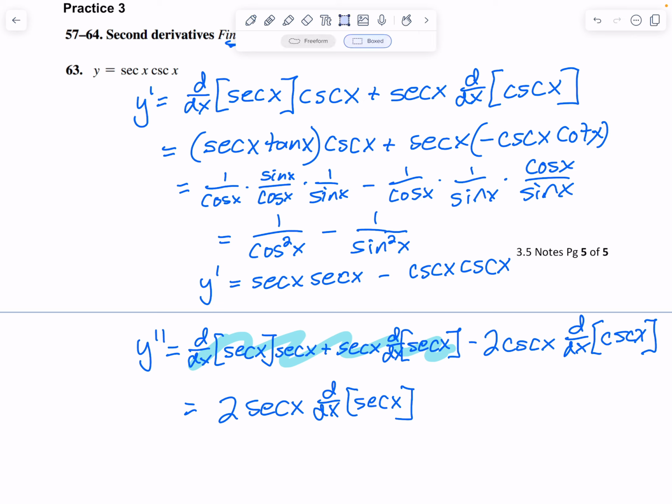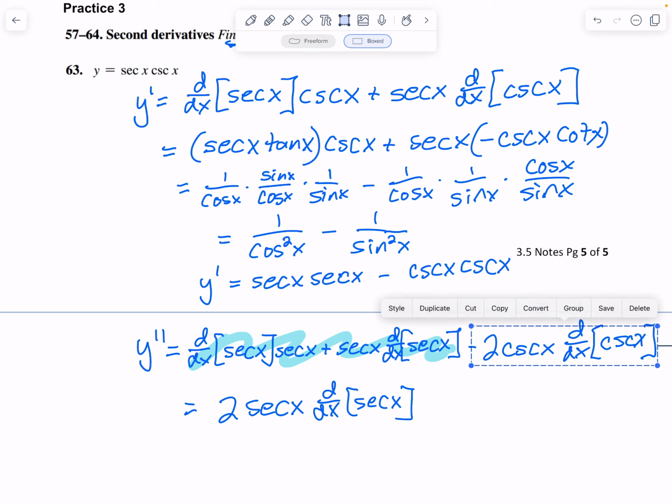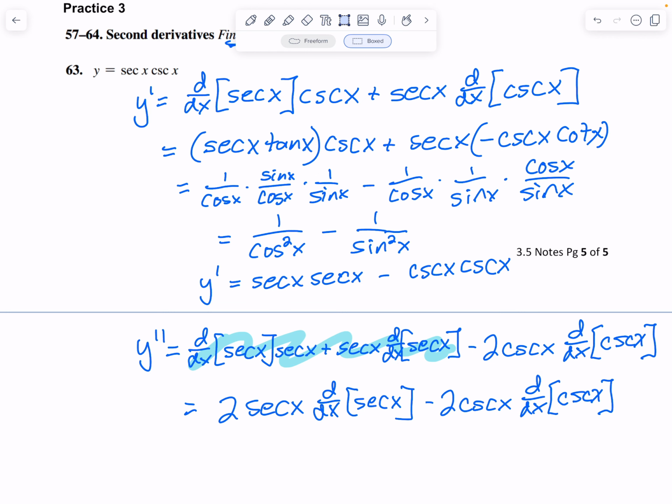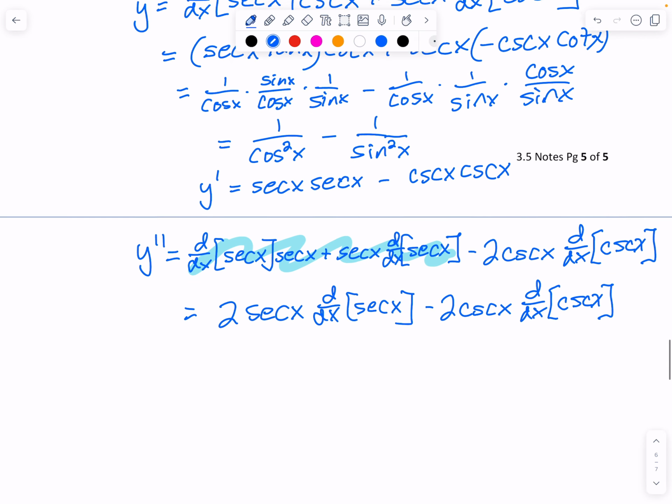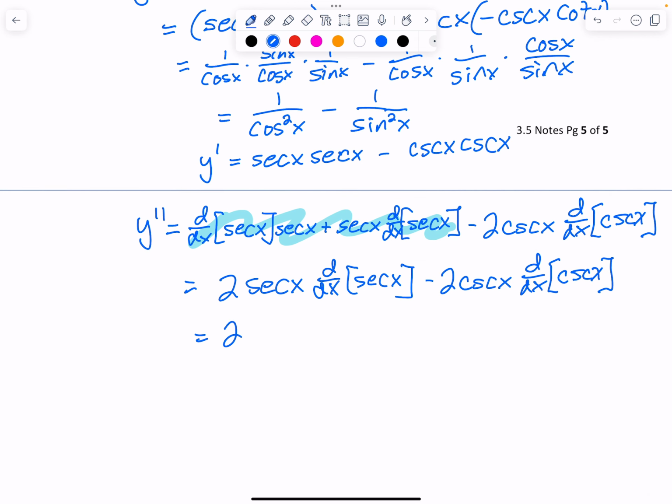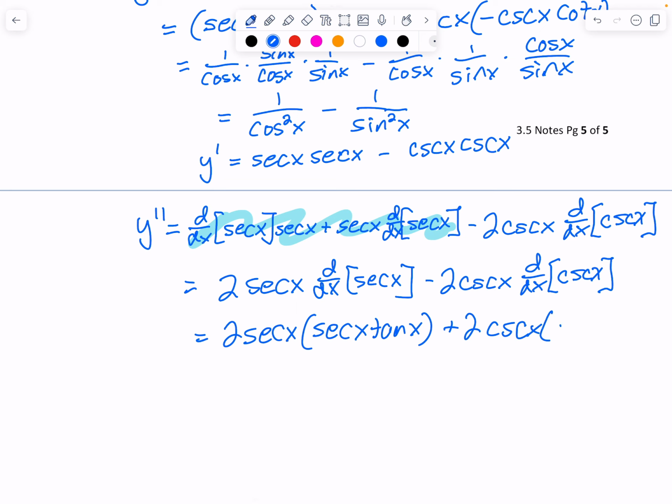And then we have this back part. I'm just going to copy and paste because I'm lazy. Cool, there's that. So now I just have to do the derivatives. The derivative of secant is secant tangent. Minus 2 cosecant, and it's going to become positive, cosecant x. The derivative of cosecant, that's why it became positive, is because it's negative, and I get cosecant cotangent. Usually a negative, but it cancels with the negative out front. That's going to leave me with 2.